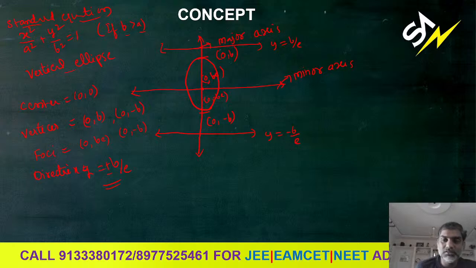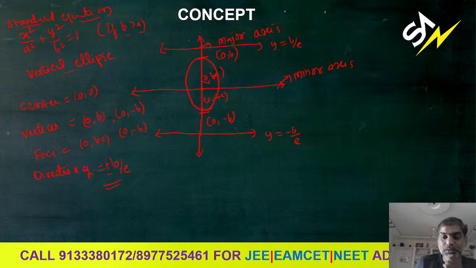In a similar way, here also we can get the ends of the latus rectum, right? What are the ends of the latus rectum in case of a vertical ellipse? Can anyone tell me?